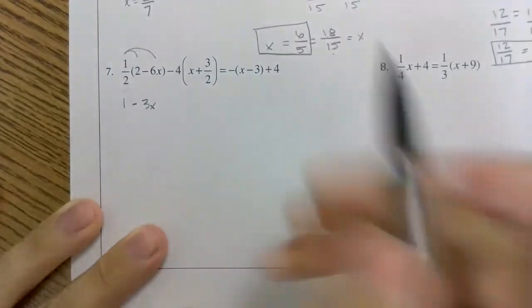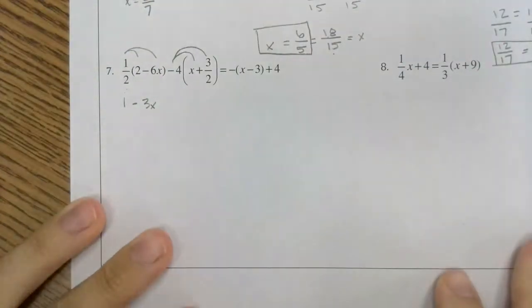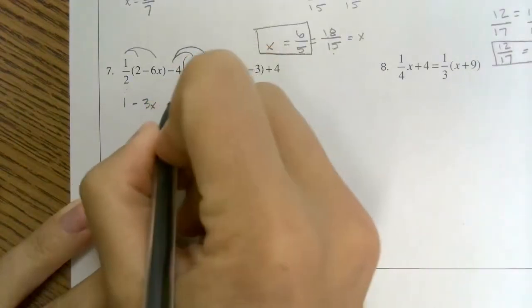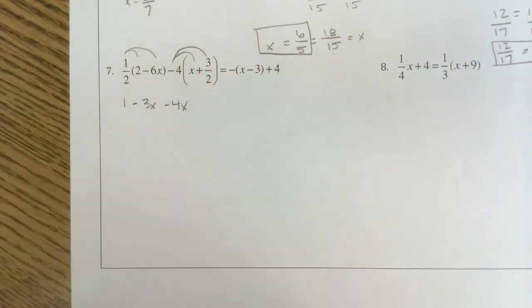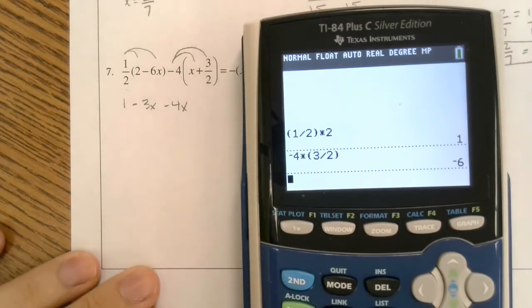Okay. Next, let's take this -4. We're going to distribute that. Okay, so -4 times x is -4x. Now I'm going to show you on the calculator what -4 times 3/2 is. You get -6.